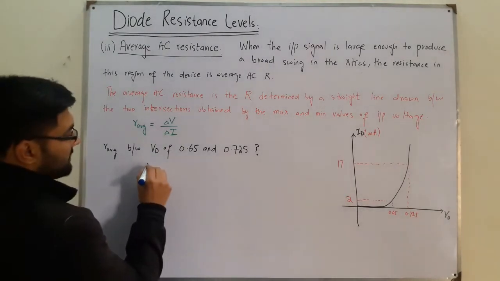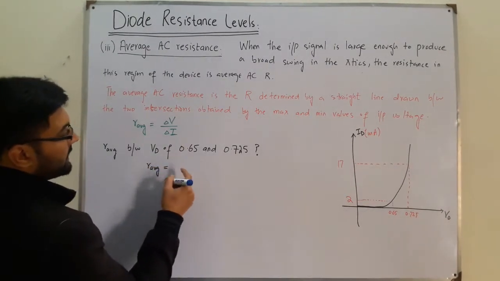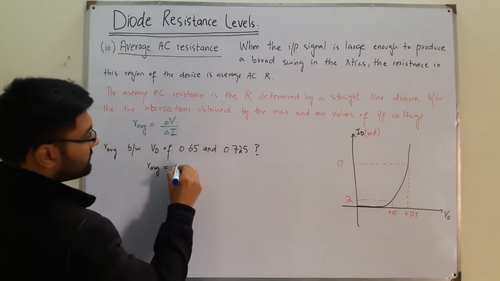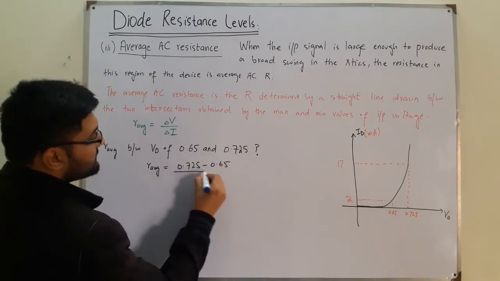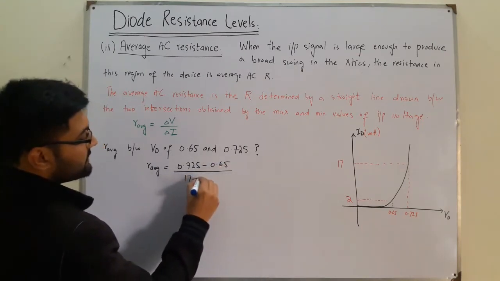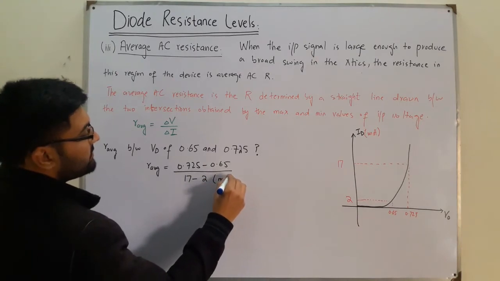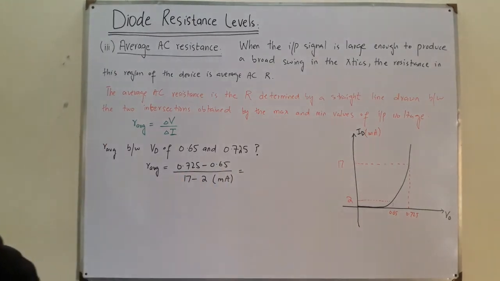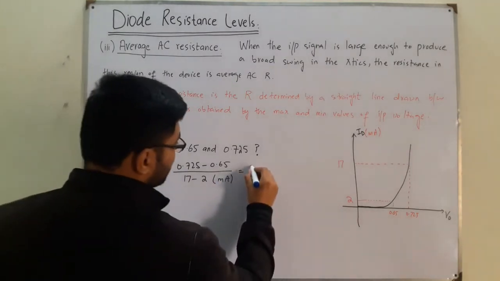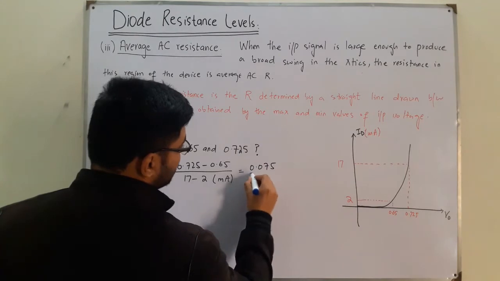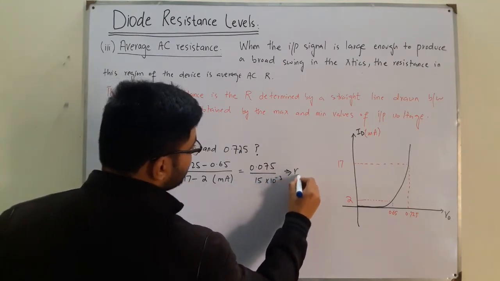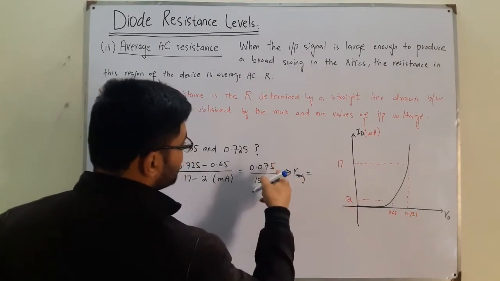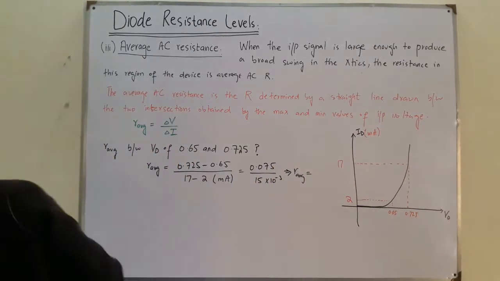The average resistance between these two points will be defined by 0.725 minus 0.65, divided by the change of current, which is 17 minus 2, in milliamperes. So what you get is 0.075 divided by 15 times 10 to the negative 3. So the R average comes out to be 5 ohms.